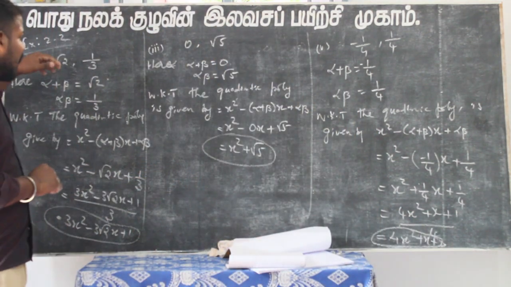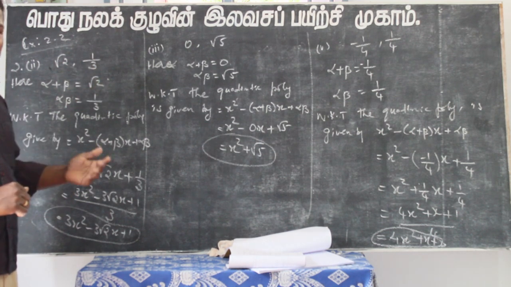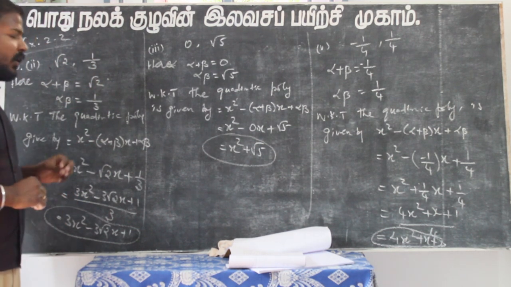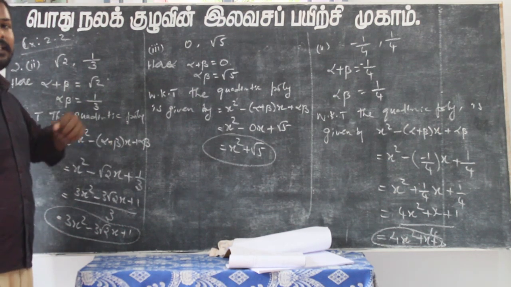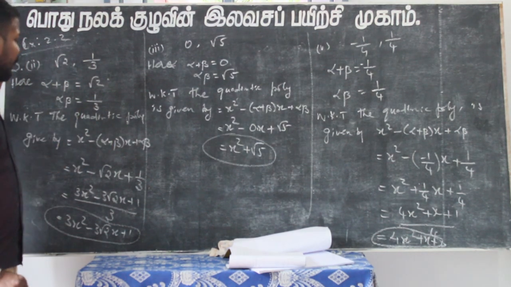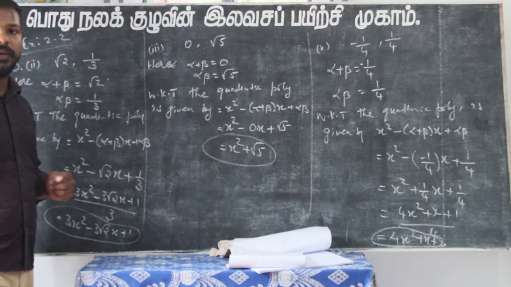If they give alpha plus beta and alpha beta, the sum of the zeros and product of the zeros, we can easily form a quadratic polynomial. If they give alpha and beta also, we can easily form the quadratic polynomial. With this, we complete exercise 2.2. Thank you.